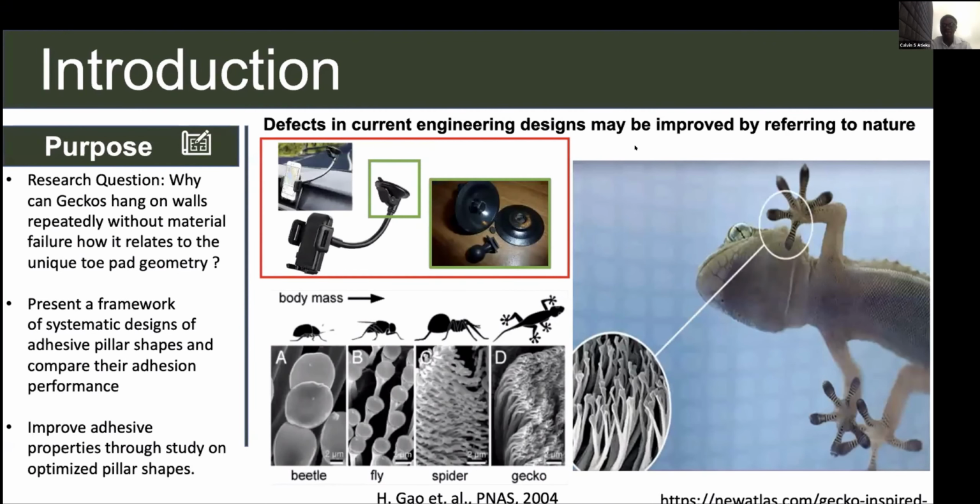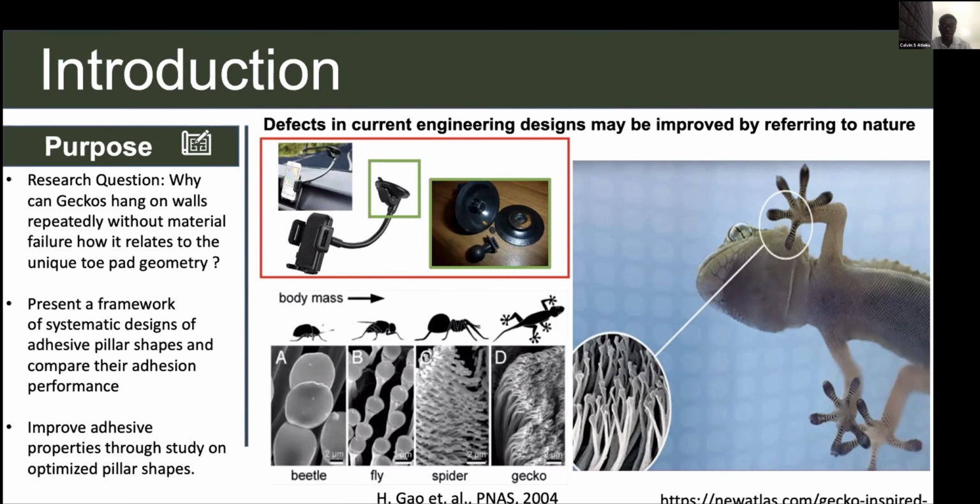So there's currently a defect in engineering designs, and with this research, we may be able to improve these designs through referring to nature. I got involved with this research to follow both my passions and possibly create a business with the study. Now, to introduce my research, geckos are famous for their super abilities to scale vertical walls and even hang upside down.